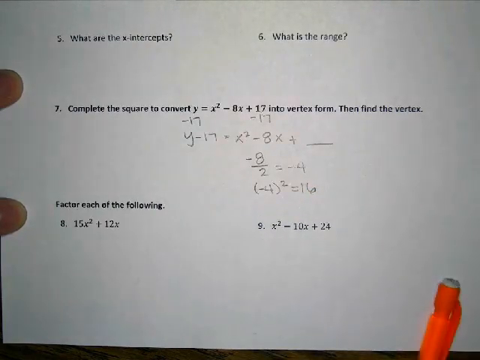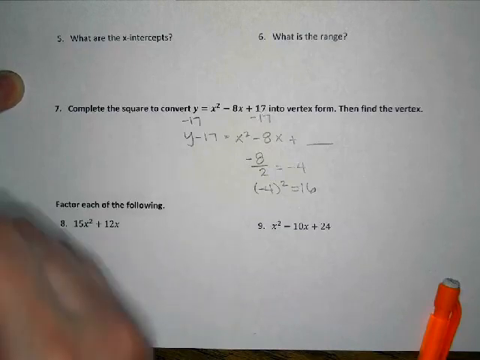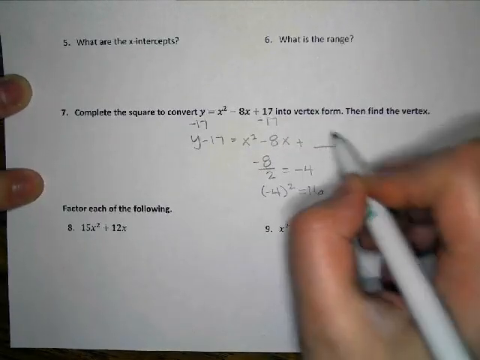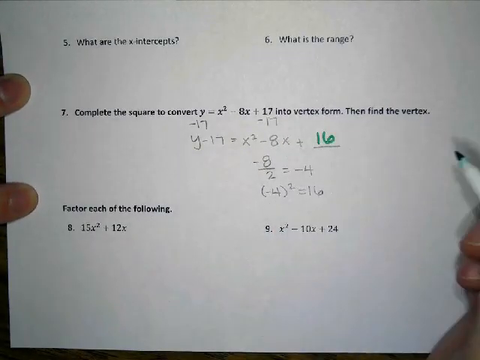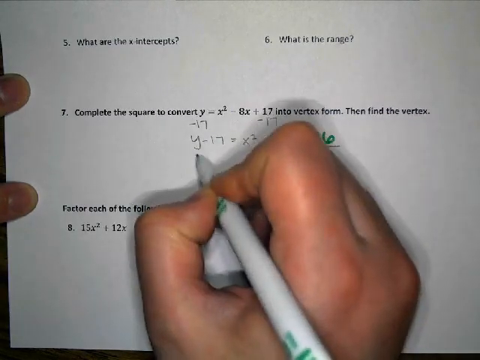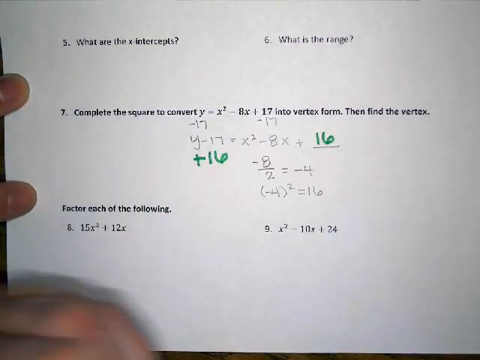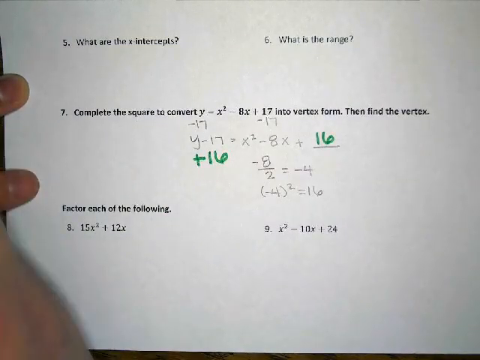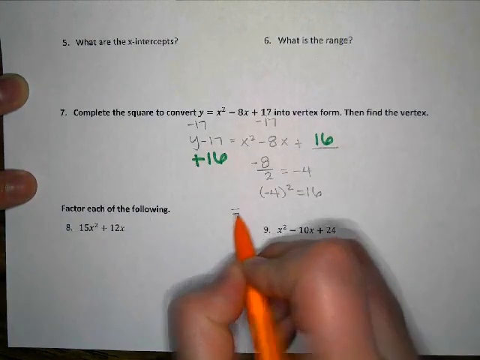16. So I'm going to put the 16 in the blank on the right side, but I can't just add a 16 to the right side. I have to add it to the left side as well to keep the equation balanced. Okay, so here's my equal sign.